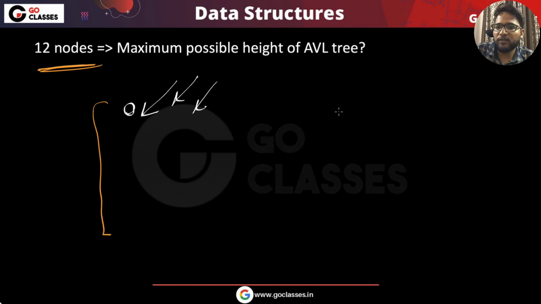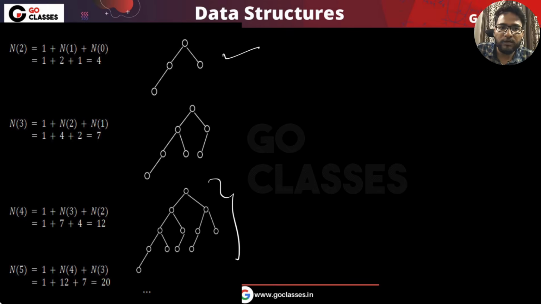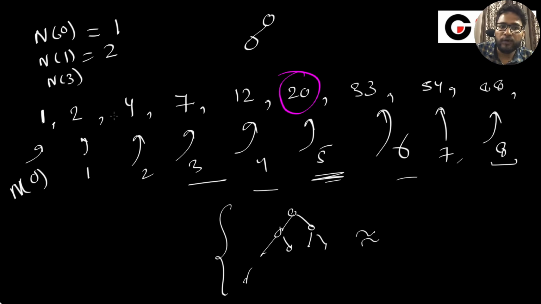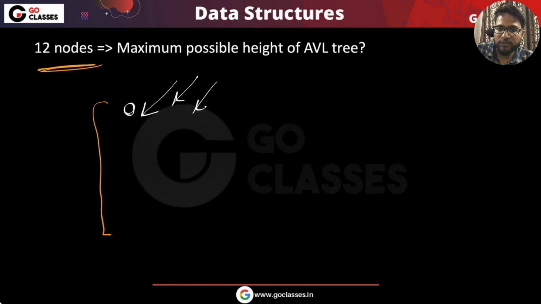Okay, let me actually write that series, which is basically this one, for the minimum. This is 1, 2, 4, 7, 12. Actually I can just add the previous two and then plus 1, then 20, then 33, then 54, like that, right?